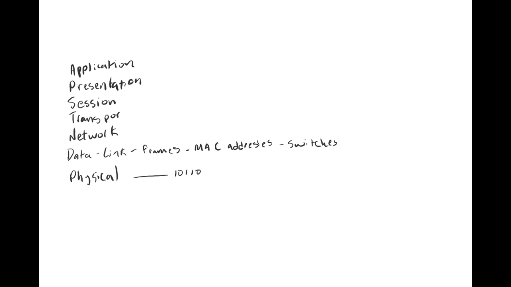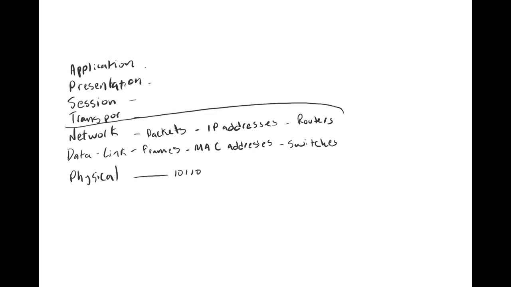Right, then on the network layer, we have packets, IP addresses, and routers. Routers will still use the data link layer, but for the purposes of finding the best path on the network, they're going to be using IP addresses. And then we're not going to go through the other layers on the top because right now we're only going to deal with these layers.